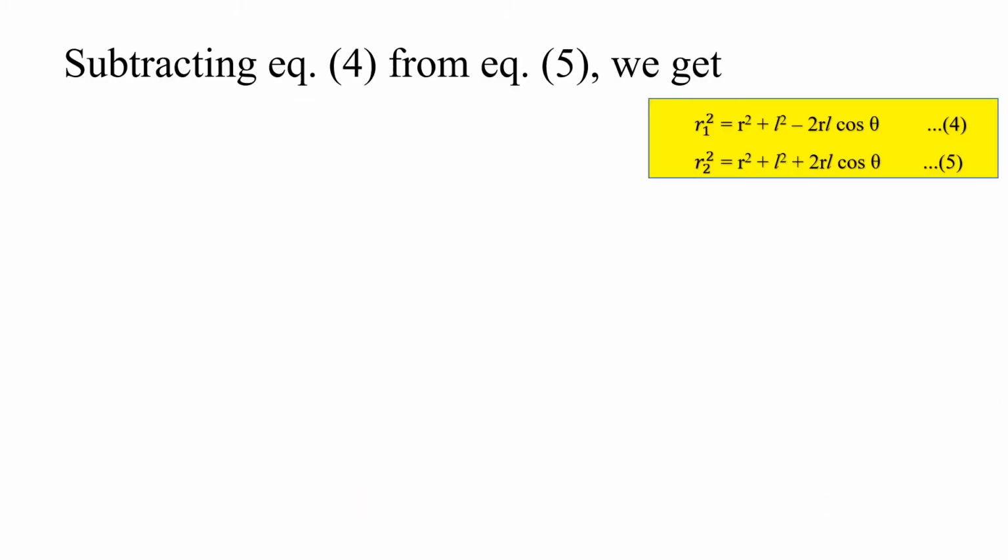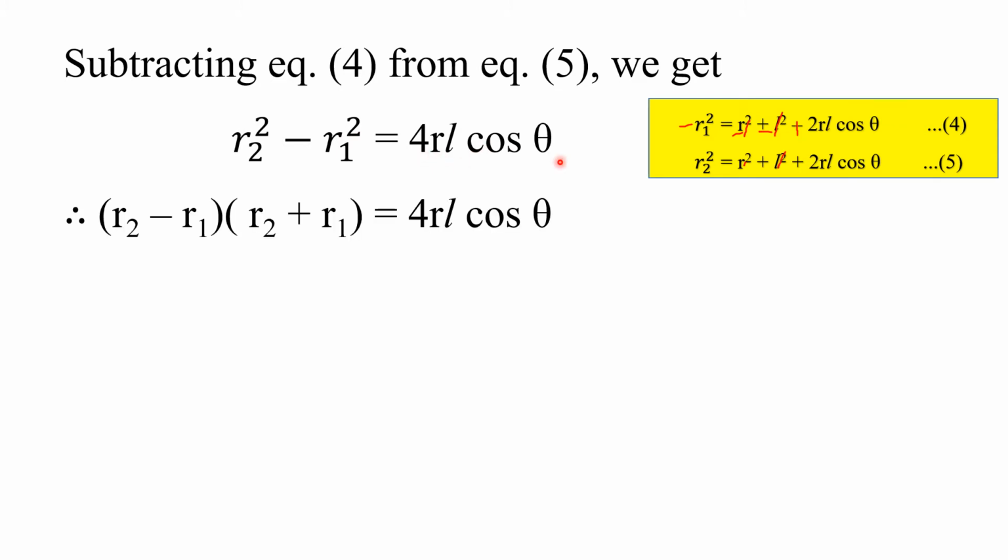Equation 4. Now subtract equation 4 from equation 5. I will write here using the pen. Subtract this equation, so this is minus sign, this is minus sign, this is plus sign. So these two values get cancelled and we get 2 plus 2 is 4RL cos theta. So R2 square minus R1 square is equal to 4RL cos theta.